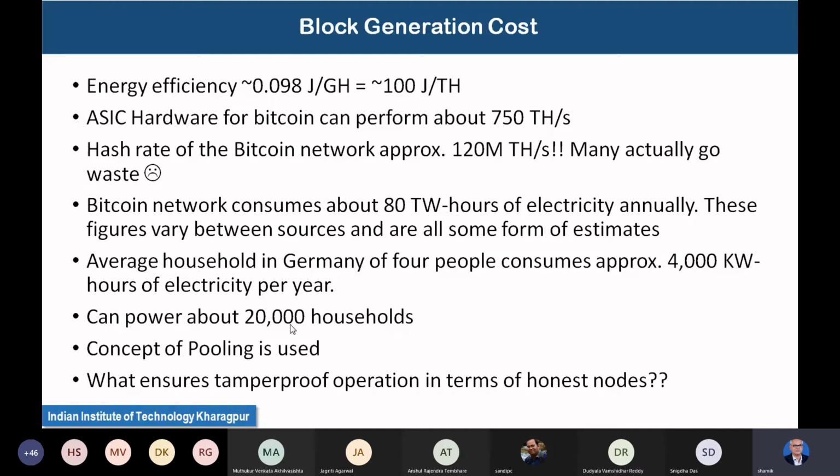So the entire network consumes, and there are various sources giving different estimates, roughly about 80 terawatt hours of electricity annually. As a comparison, an average household in Germany of 4 people consumes about 4,000 kilowatt hours per year. So what the Bitcoin network is spending annually could possibly power about 20,000 households. This is just a ballpark. Okay, so this is an important point to keep in mind.